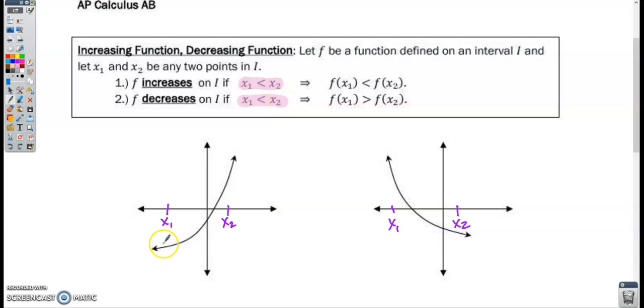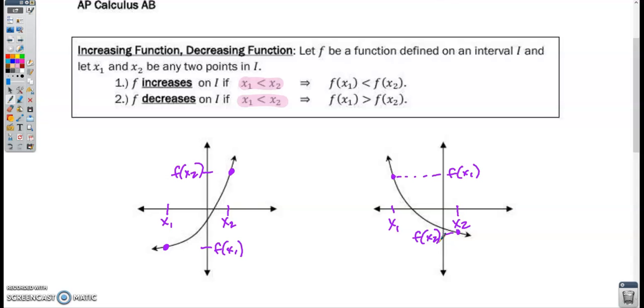It's increasing if f of x sub 1 is smaller than f of x sub 2, and you can see the increasing function, and that's how we notate that mathematically. And over here on this one, it is decreasing on an interval when f of x sub 1 is greater than f of x sub 2. All right, so that's what it looks like and what it means for something to be increasing or decreasing from a mathematical standpoint.